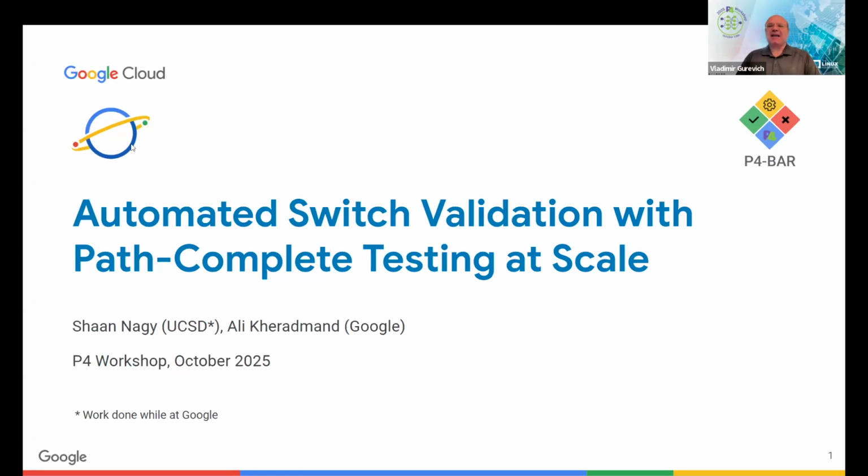And here with me, I have Shaan Nagy and Ali Kheradmand that will be presenting a very interesting topic, automated switch validation with path complete testing at scale. Ali is a senior software engineer at Google, working with network infrastructure organization. Prior to that, he received his PhD from UIUC with research focusing on enhancing the reliability of systems and networks through automated reasoning. And Shaan is a fourth year PhD student at UCSD.